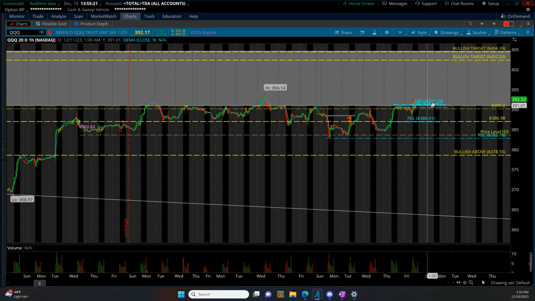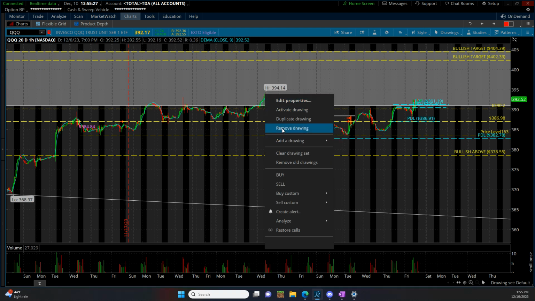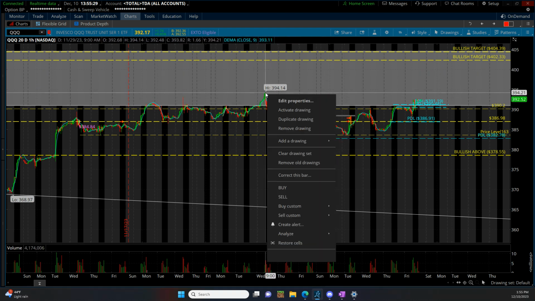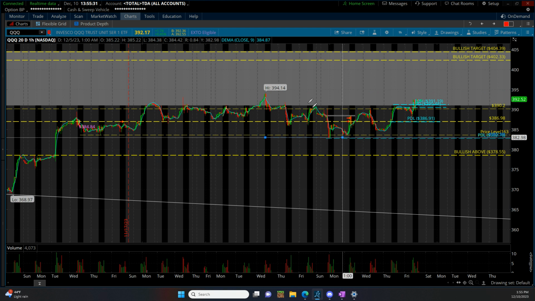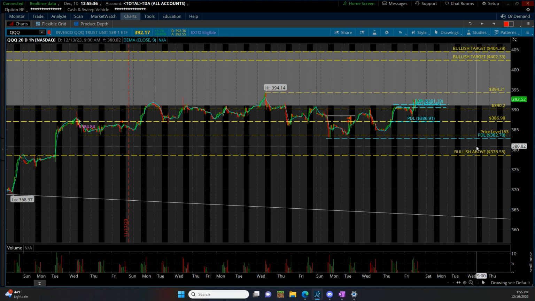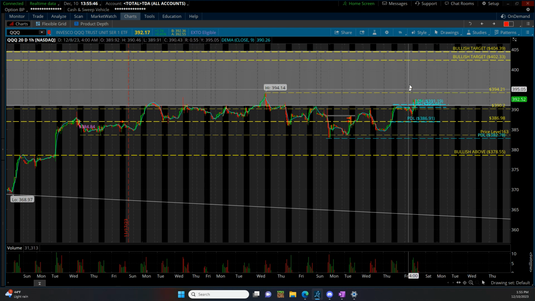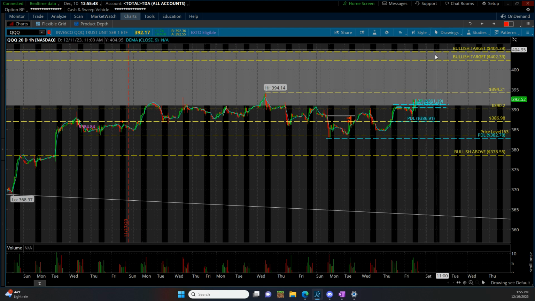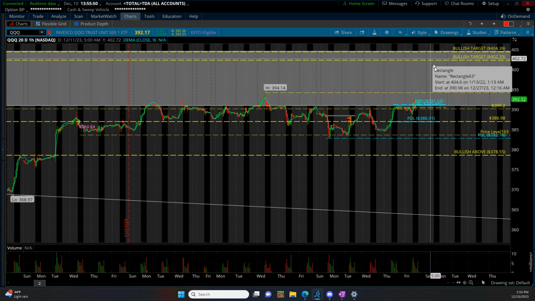When I'm playing $10 moves like this, obviously 394.14 is going to be a very important level. But this is where our intraday day trading skills are going to come in extremely handy. Meaning, structure. We must watch structure on these days because when you have large targets like this, this thing's not just going to soar up to 402. I mean, maybe. We don't know.